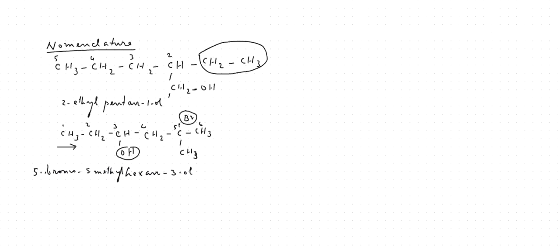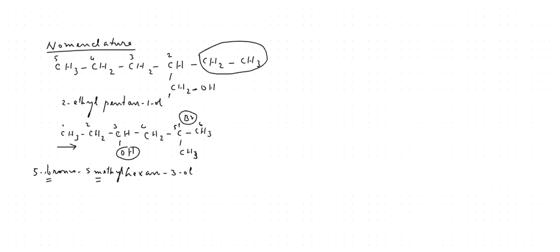You may think, why can't we write 5-methyl, 5-bromo, hexane 3-ol? The substituents should be named in the order of the alphabet. So B comes first and M comes next. Therefore, it is 5-bromo, 5-methyl, hexane 3-ol. This is how it is named.